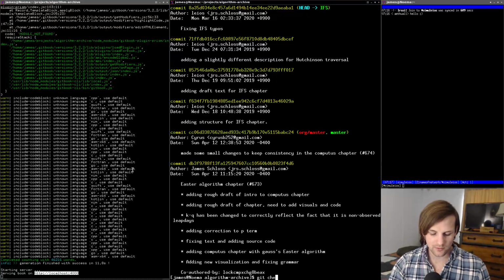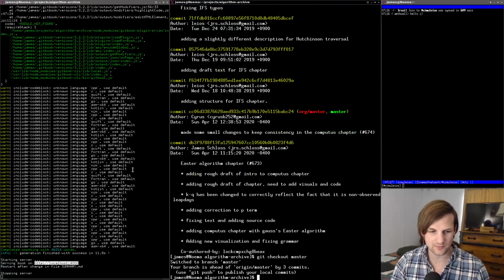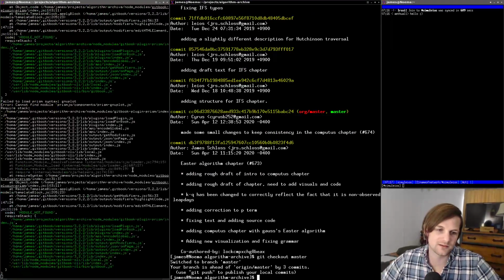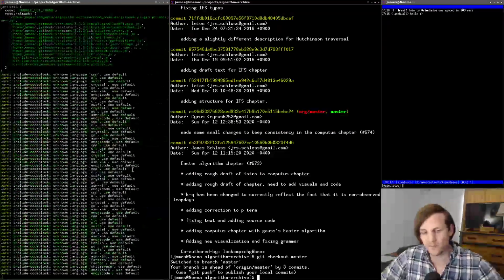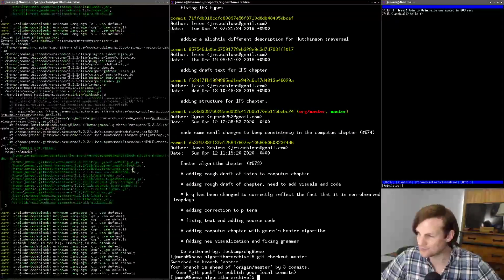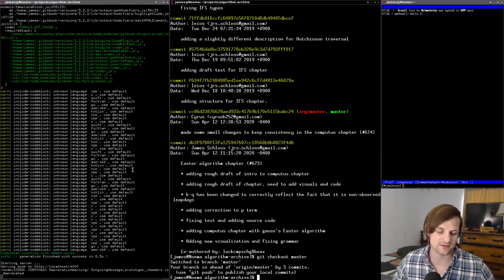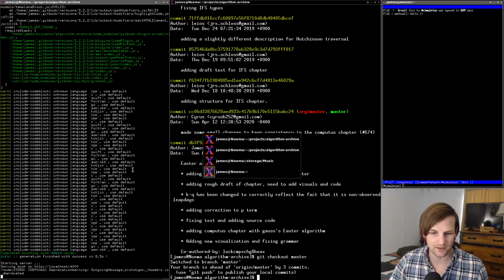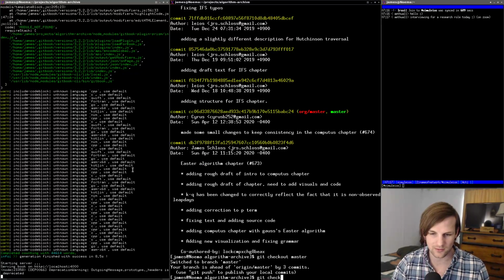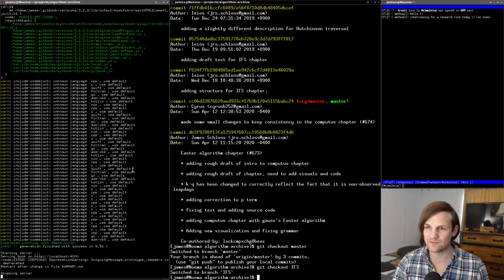So let's go ahead and git checkout master. It says 46,216 words there. Let me see how many words master has, because I thought master had that same number of words, 44,000. So this chapter is only... Oh, okay, fair enough then. Git checkout IFS. This chapter is only a few thousand words.